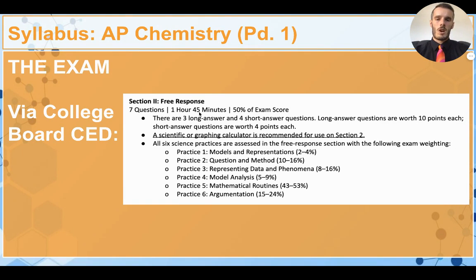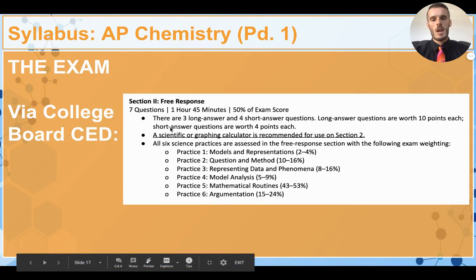Free response is a longer section, so that's 1 hour and 45 minutes for 7 questions. There will be 3 long answer questions that are worth 10 points, 4 short answer questions that are worth 4 points. So we will get used to answering these throughout the year because each exam will include 1 long and 1 short answer question. So in this section, you will be able to use a graphing calculator or whatever calculator you may have to answer the questions.